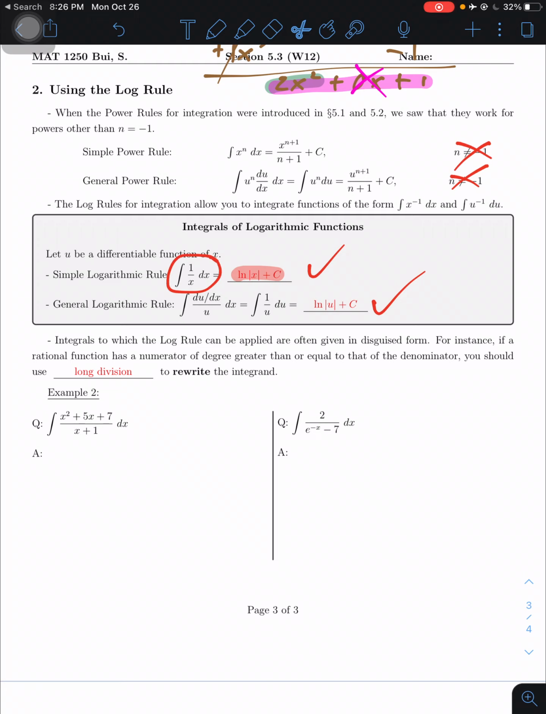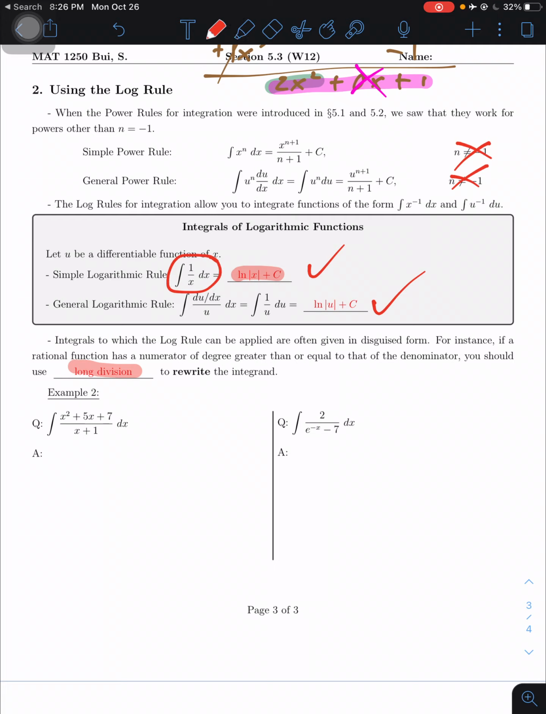Okay, so by the way, whenever you have the power of the top greater or equal to the power of the bottom, you should use long division, right? That's why we talked about it earlier in the previous example that I gave you. And then we're gonna rewrite whatever is inside the integral, and then we start from there. And you will see how useful it is in a second, okay?